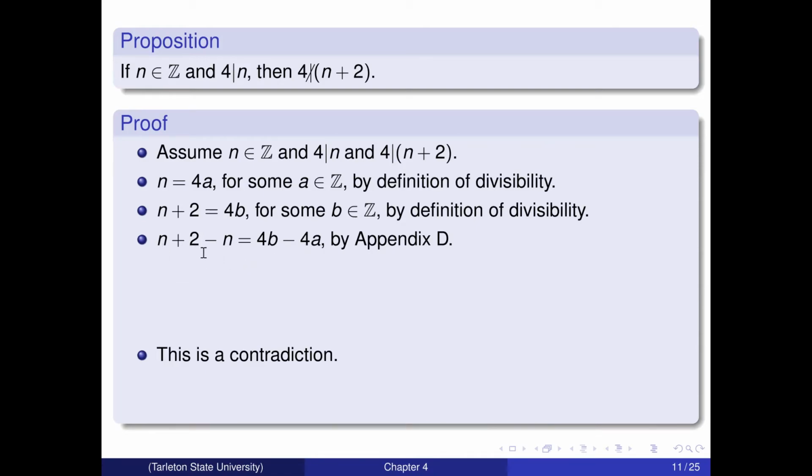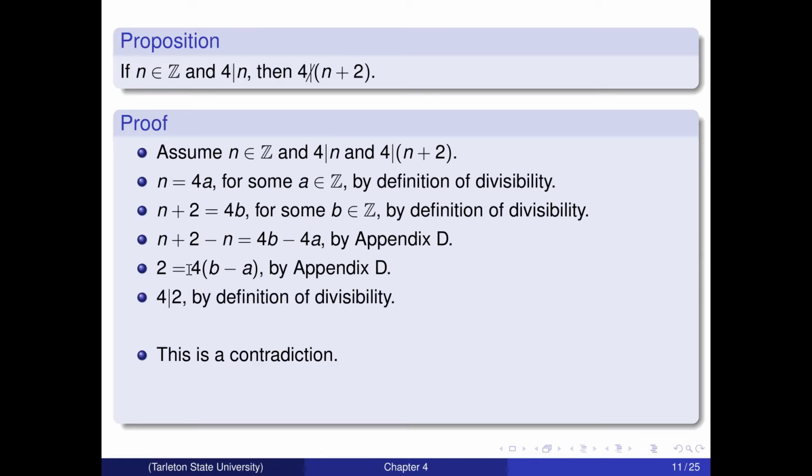When we take n minus n, we're going to get 0. 0 plus 2 is 2. And then we can also use the distributive property to factor out a 4. And we have 2 is equal to 4 times b minus a by Appendix D. And the thing is, this actually implies that 4 divides 2. We have 4 times an integer is equal to 2. But of course, that's nonsense because we know 4 can't divide 2.